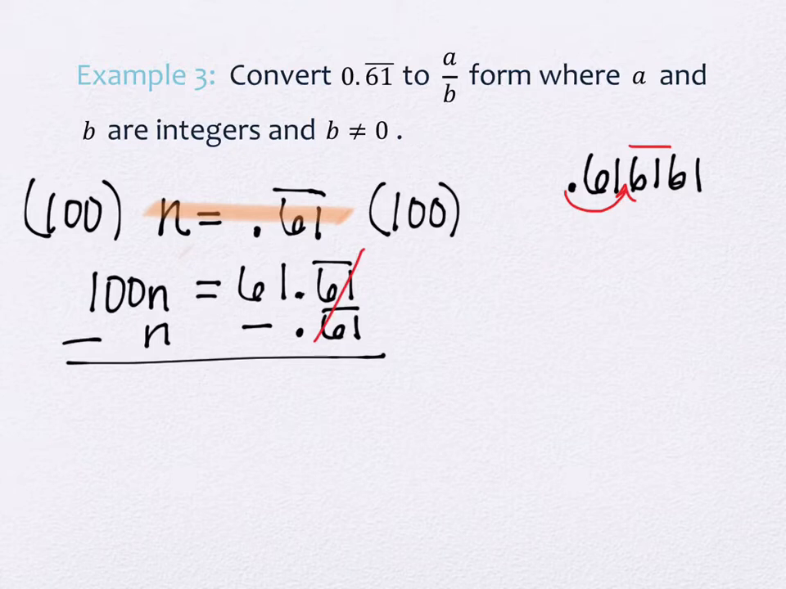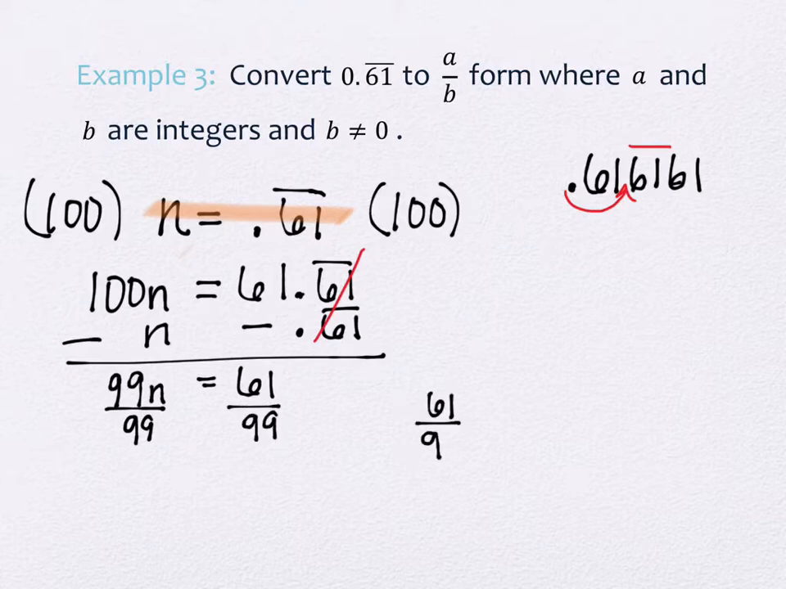So what do I have on the left? Well, I had 100n minus n, so that's 99n. Right, we're not dividing, it's subtraction. 100n minus n would be 99n. And on the right, I simply have 61. And then lo and behold, when I divide by my 99, the expected answer from when we talked before comes about. 61 over 99.